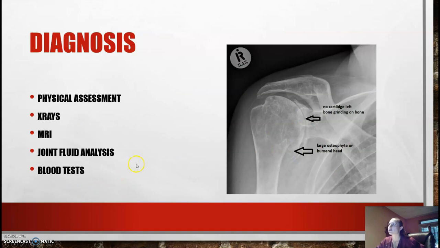So we'll diagnose this through a physical assessment. They may also do x-rays and MRIs of that joint. We may do a joint fluid analysis just to see if there's any bacteria forming in that joint, or to see if there's any uric acid crystals, which could tell us if this is a gouty joint versus osteoarthritis. Blood tests are pretty non-specific, although we may do a CBC just to look for a white count to see if there's infection. We may do a sedimentation rate to look for inflammation. Other than that, the only other test we may do is a rheumatoid factor to see if this is rheumatoid arthritis versus osteoarthritis.